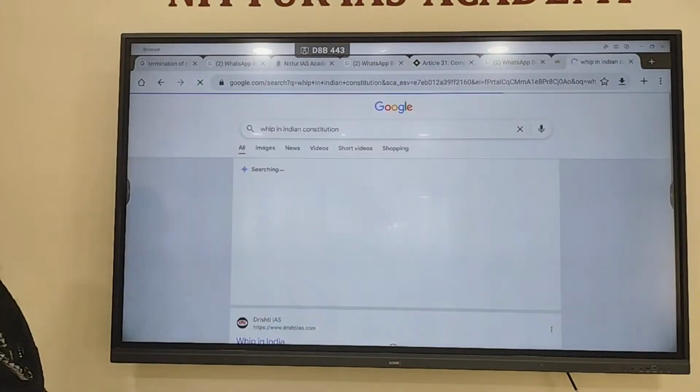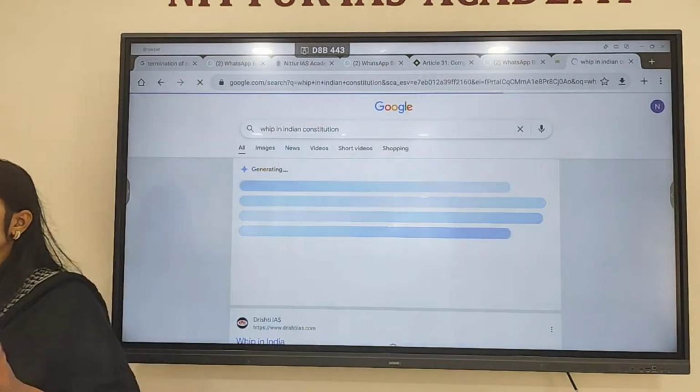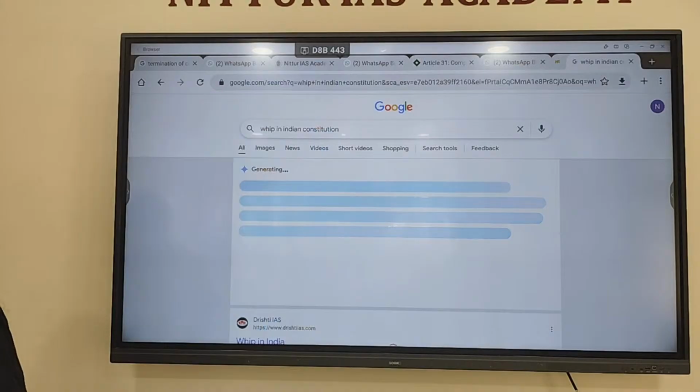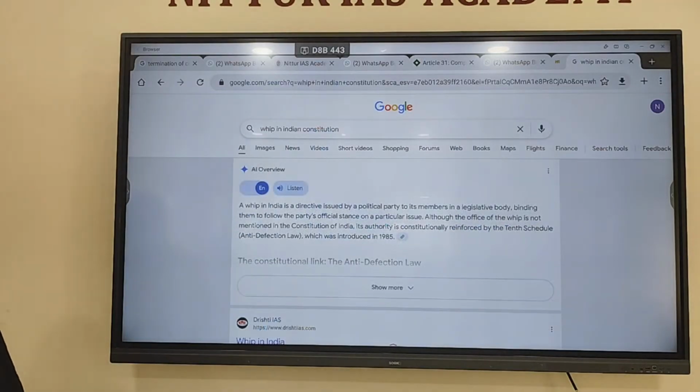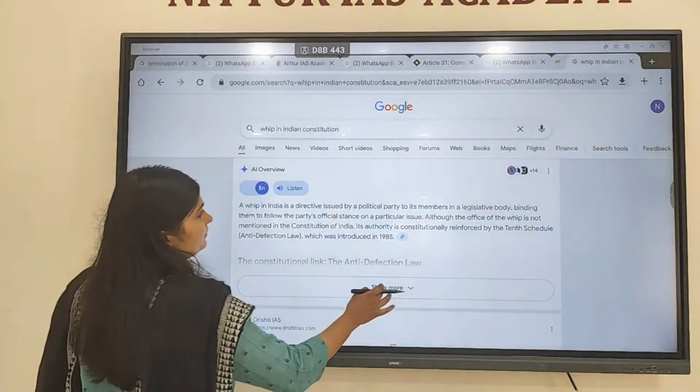This whip is neither mentioned in the constitution nor in the rules of procedure. It is mentioned in the parliamentary convention. The word whip is not used in the constitution, and it is not mentioned in the rules of procedure book either, but it is a parliamentary convention. And let us see this.